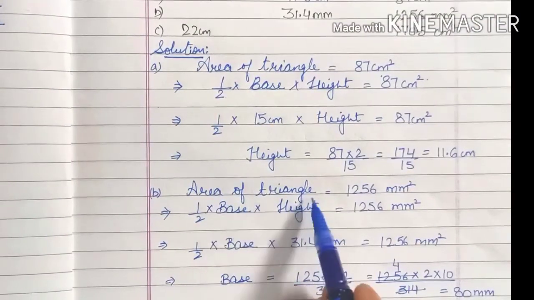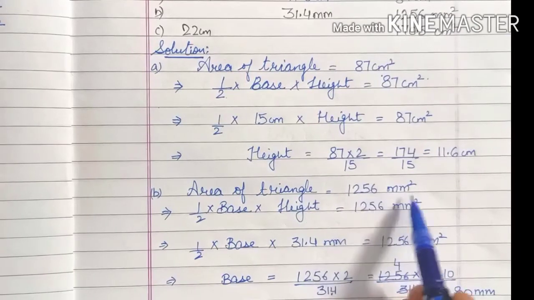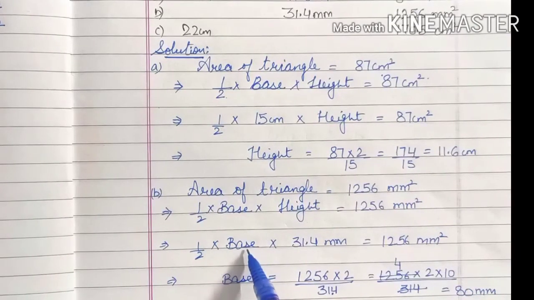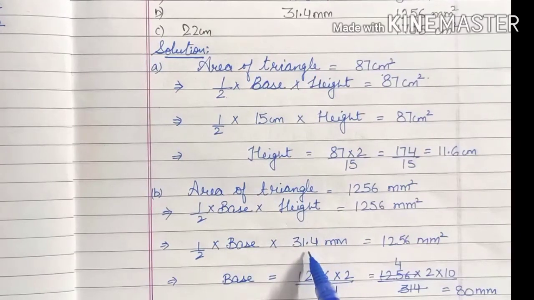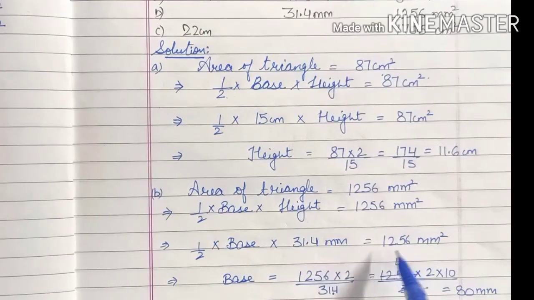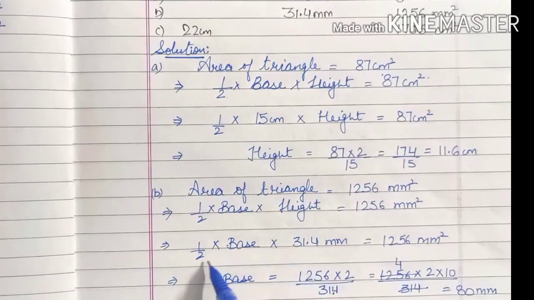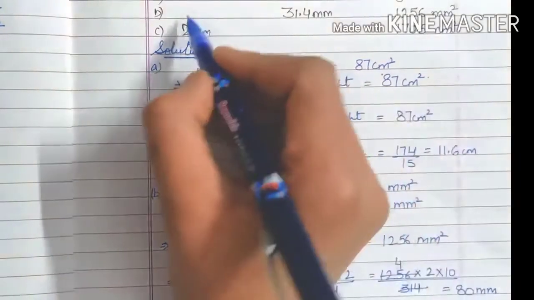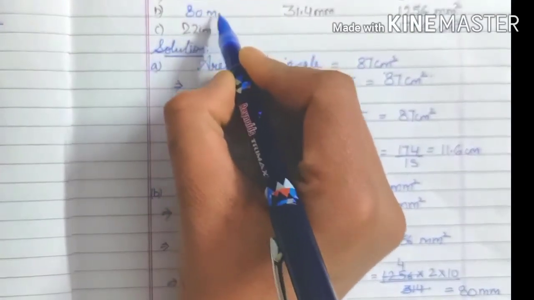In B part, we are given area of triangle, 1256 millimeter square, and we need to find out base. Height we are given 31.4 millimeter, and to find base we will transpose 2 and 31.4 to the right hand side. It will be equal to 1256 multiply 2 upon 31.4. After simplifying, base value is equal to 80 millimeter. So here we write it is equal to 80 millimeter.